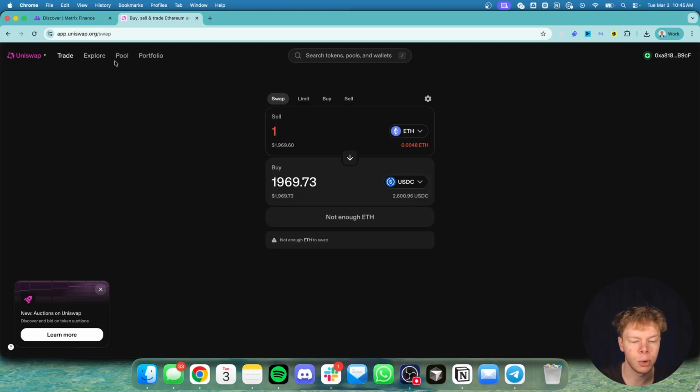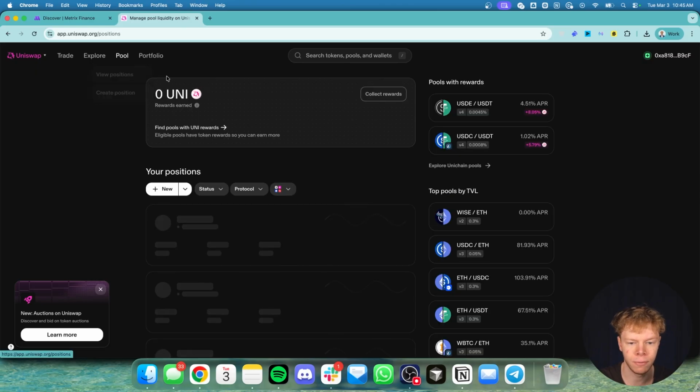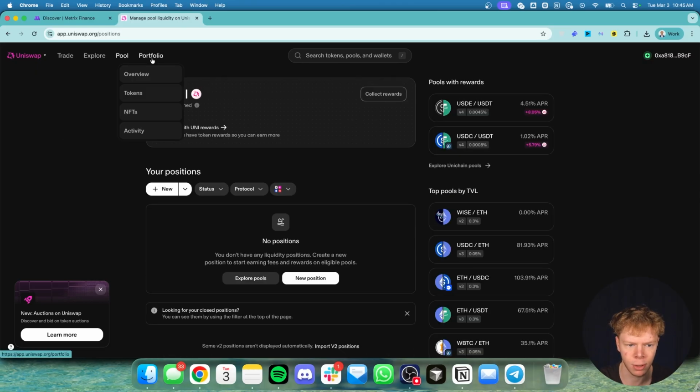The next thing is going to be the pool section of Uniswap. Now, I know we're skipping Explore and skipping Portfolio. We'll get to those in just a second. The pool section is where you can actually create or, of course, invest into an existing liquidity pool. So we would start over here by going to New.